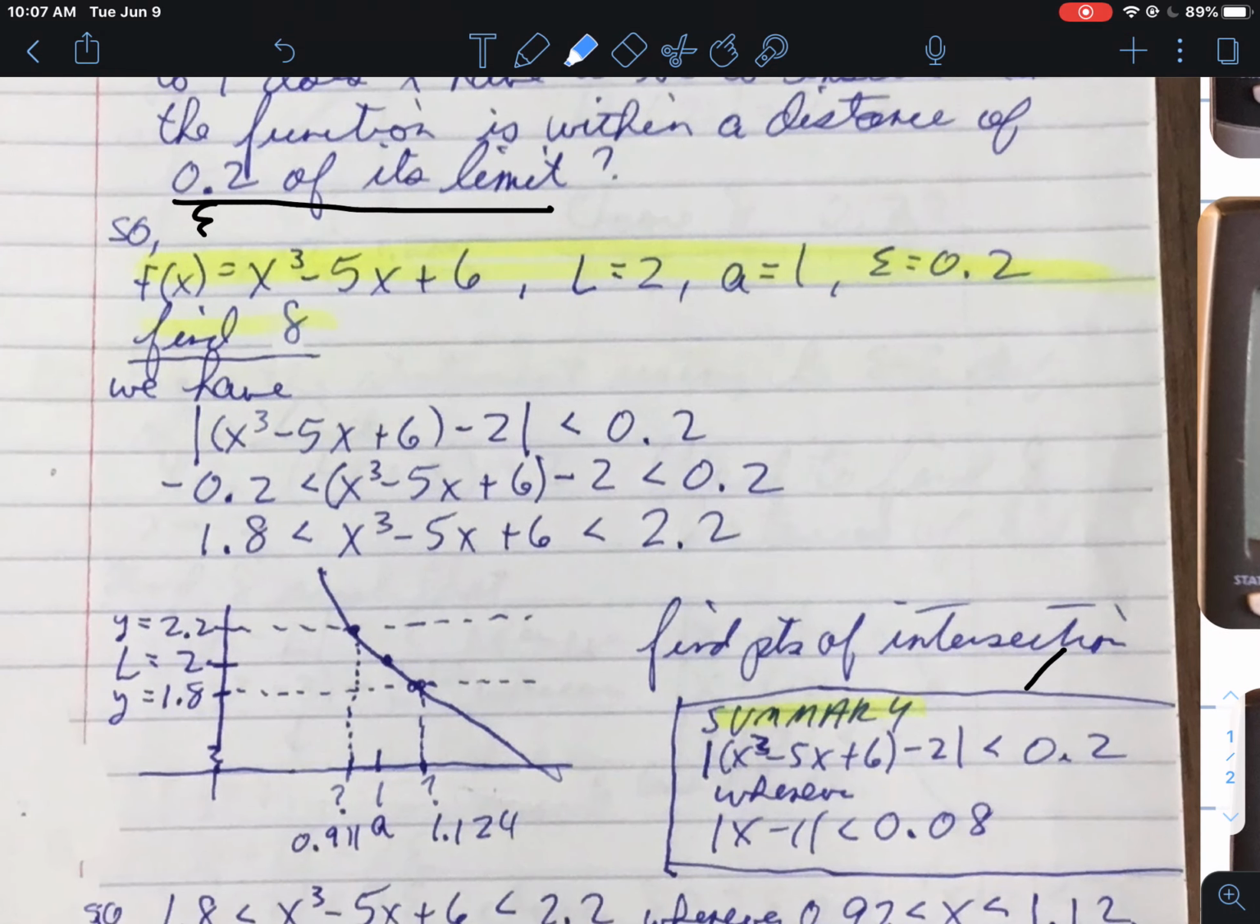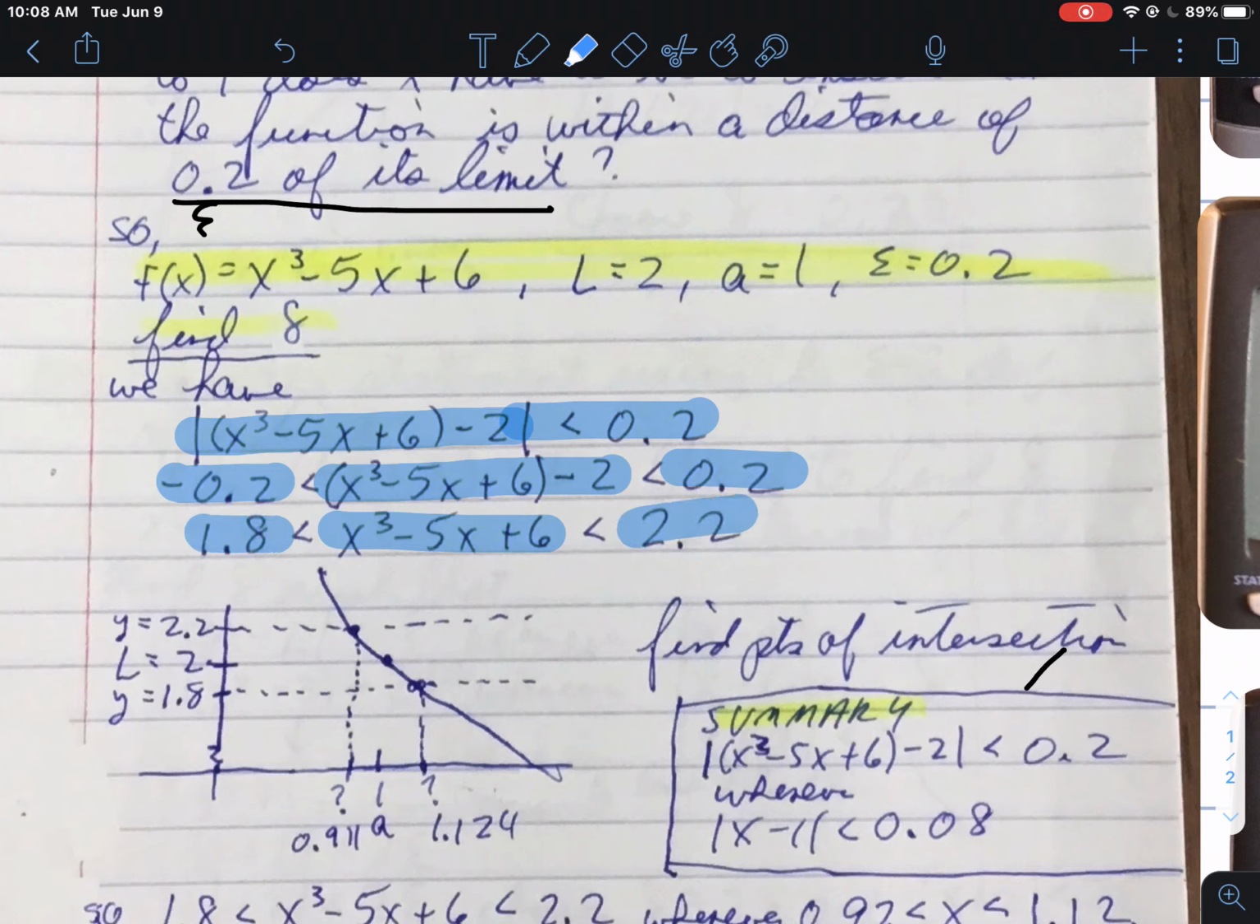We have that the distance between f of x and L is less than epsilon, right? Which means then that the distance between f of x and L would have to be between the positive and negative. That's the algebra part of it. Absolute value less than a positive constant, whatever's in the absolute value falls between the positive and the negative. Which means then our function, and notice I'm just solving this inequality for the function value, has to be between 1.8 and 2.2, and all I do is add 2.